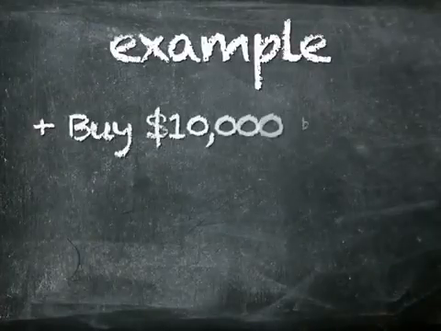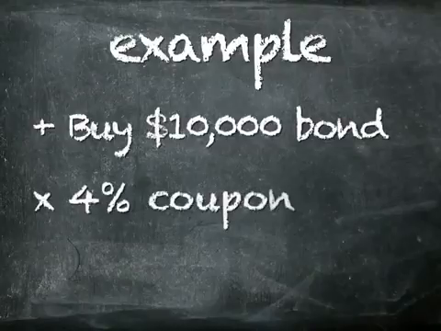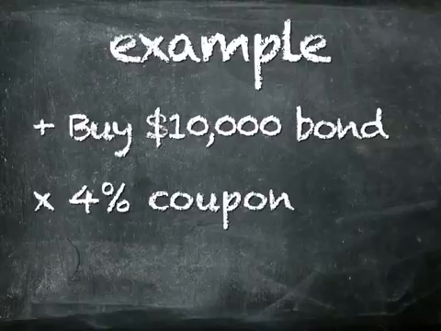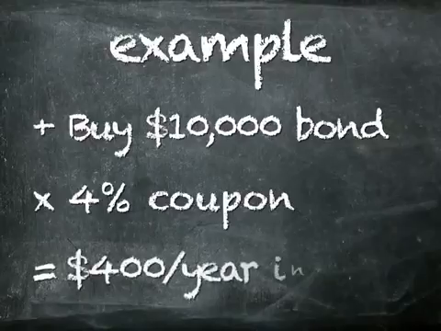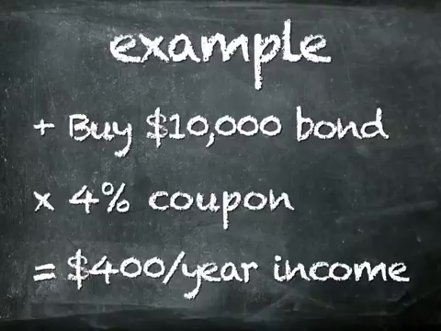Say you buy a $10,000 government bond with a coupon rate of 4%. This means you will earn $400 every year for the lifetime of the bond, even if the bond's market value changes.